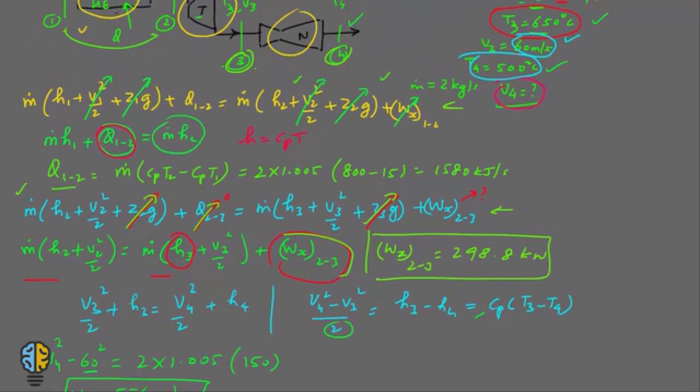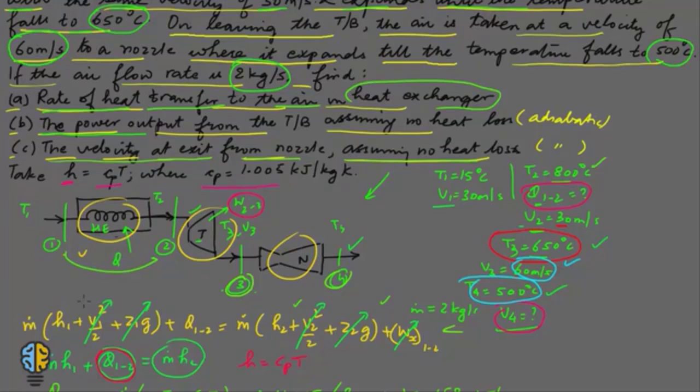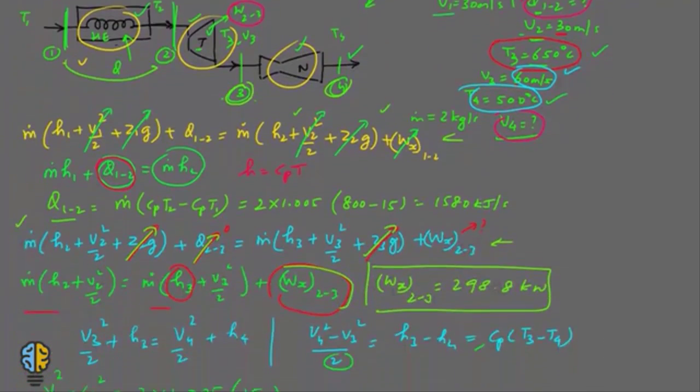So this is how you do such a long question which involves the application of the steady flow energy equation at multiple points. You should remember the SFEE conditions for the heat exchanger, turbine and nozzle in order to save time. So I hope you understood this question on SFEE application on heat exchanger, turbine and nozzle.